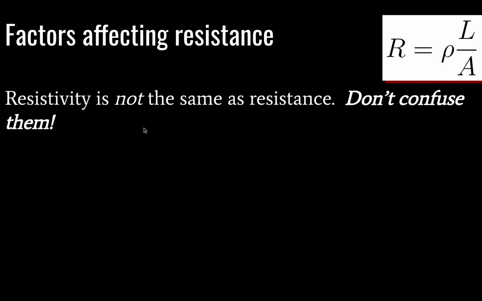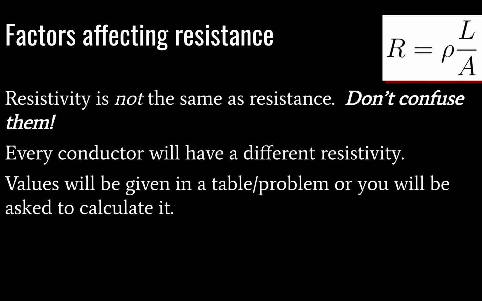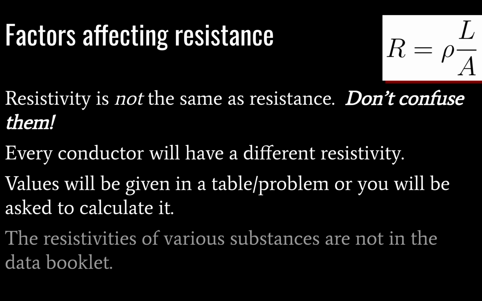Okay, resistivity, not the same as resistance, so please don't confuse them. This is resistance, this is resistivity. So resistance, by definition, has a few more factors built into it than mere resistivity. Every conductor is going to have a different resistivity. These values will typically be given in a table or problem, or you may be asked to calculate resistivity. If the resistivity is not given, you should assume that you need to calculate it, or you should assume that you need to look it up on the interwebs.